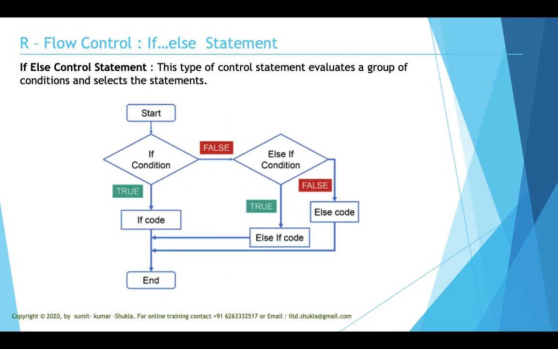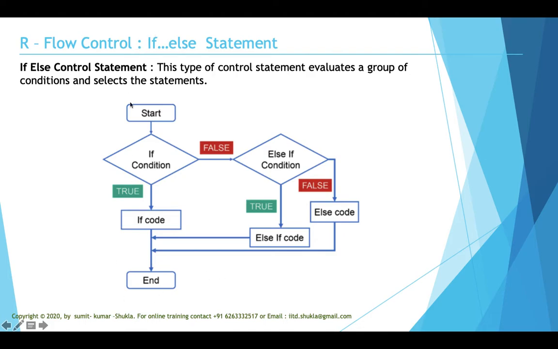So the if else statement. This if else control statement is a type of control statement that evaluates a group of conditions and selects the statements basically. So what it does, you start the program, it checks the if condition. If it is false, it checks the else if condition. If it is again false, it will go to the else condition and will exit the program.